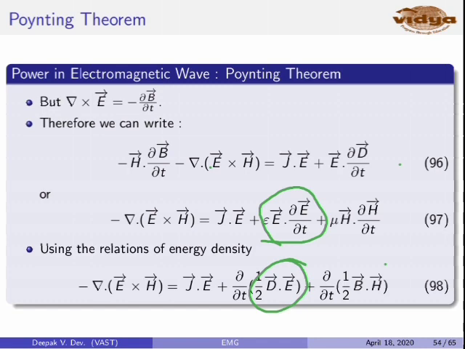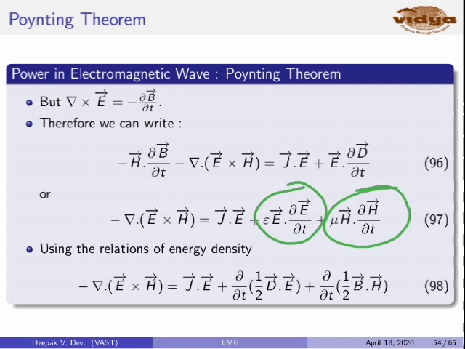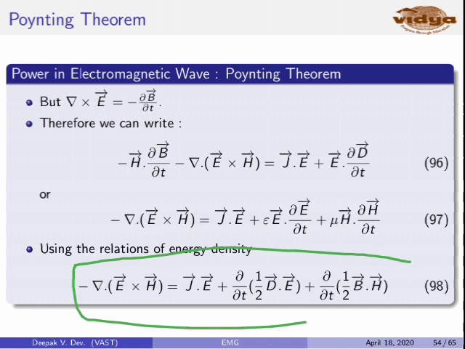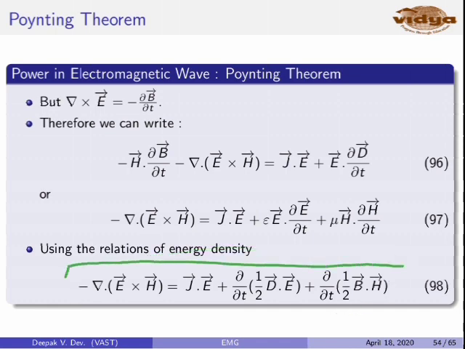Similarly, we can write a similar expression for the magnetic field. Here there is D dot E, so instead of D in the magnetic field it becomes B, and instead of electric field it becomes H. So this term represents the energy density in the electric field, and this term represents the energy density in the magnetic field. So energy density in the electric field is given by half into D dot E. Similarly, energy density in the magnetic field is given by half into B dot H. That's why we are obtaining this equation. So this is the important equation in Poynting theorem.